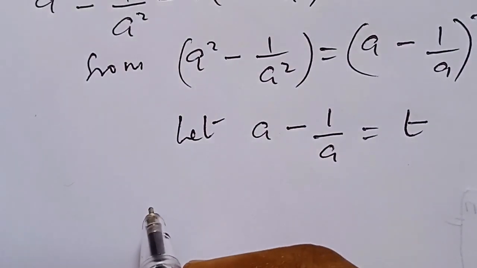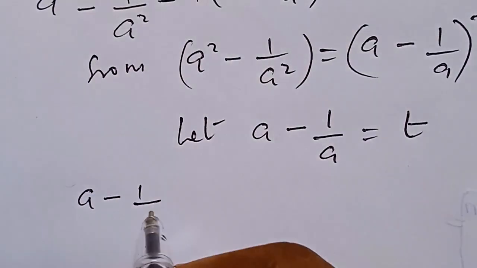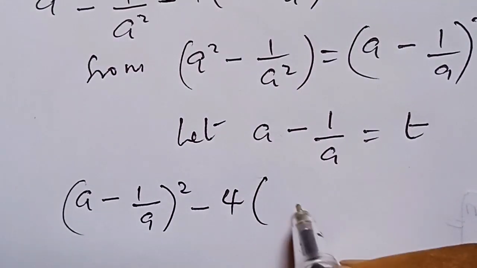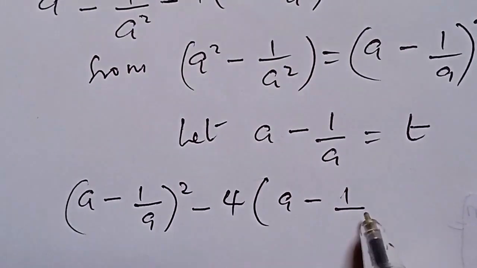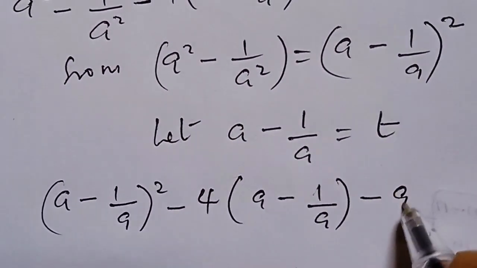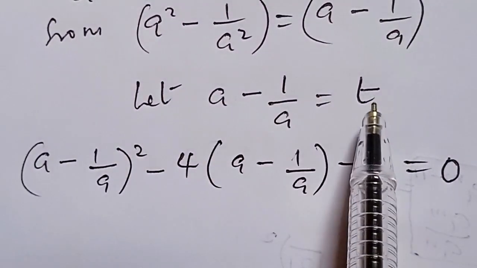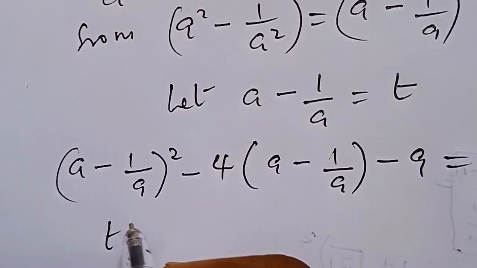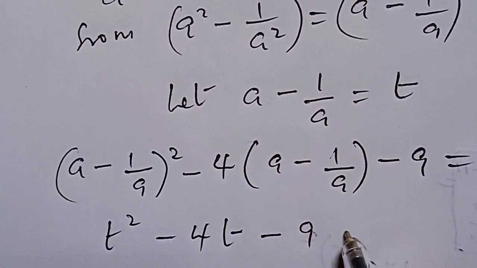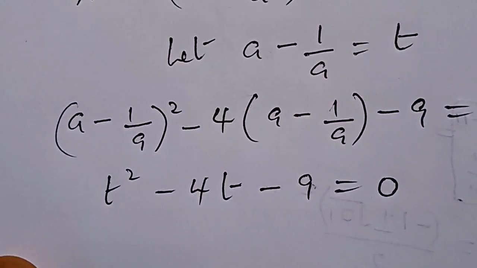So from our previous expression, we can transform that to be (a - 1/a)^2 - 4(a - 1/a) - 9 = 0. So by substituting this expression with t, our expression becomes t^2 - 4t - 9 = 0. So this led us to a quadratic equation.